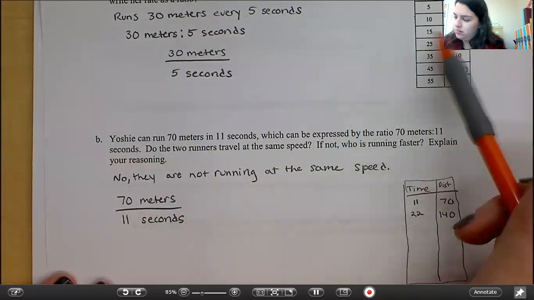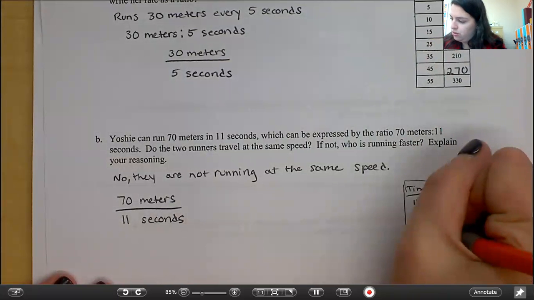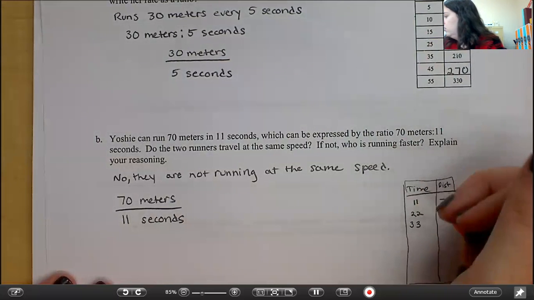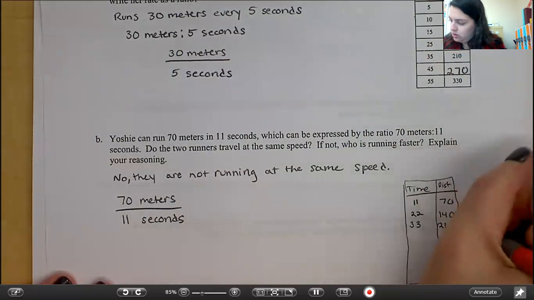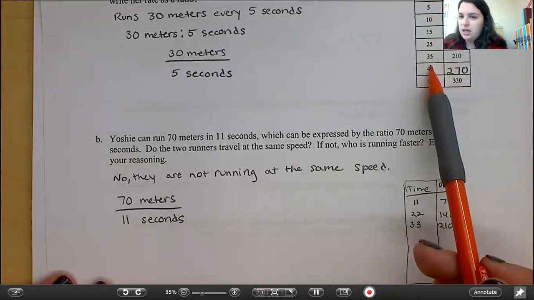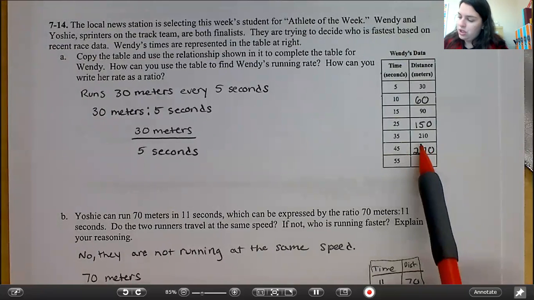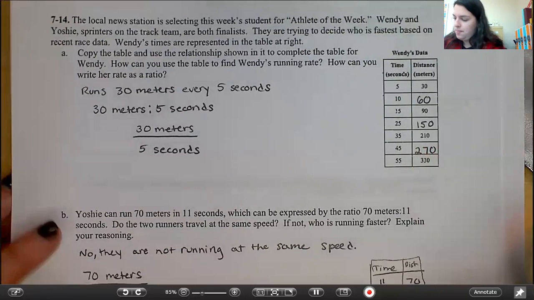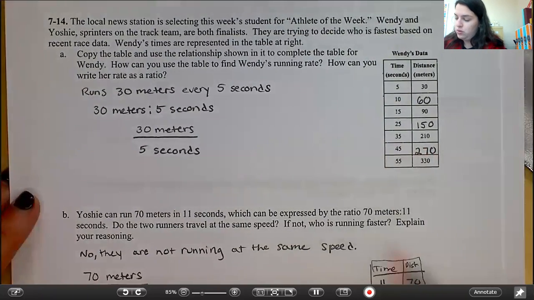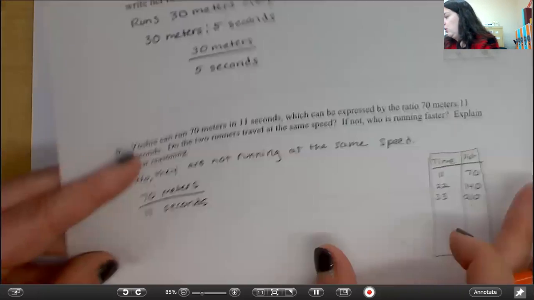Okay, so let's take a look. We're not really close to compare our tables here. So if we go up to 33, we're going to get 210 meters. So if we look, in 33 seconds, Yoshi can travel 210 meters. In 35 seconds, up in Wendy's table, she can only travel 210 meters in 35 seconds. So they both have traveled the same distance, but Yoshi has gotten there first according to our table.